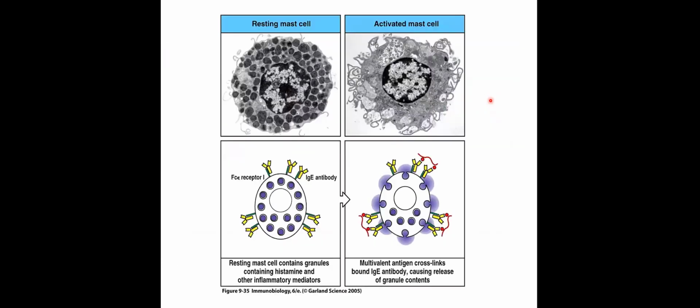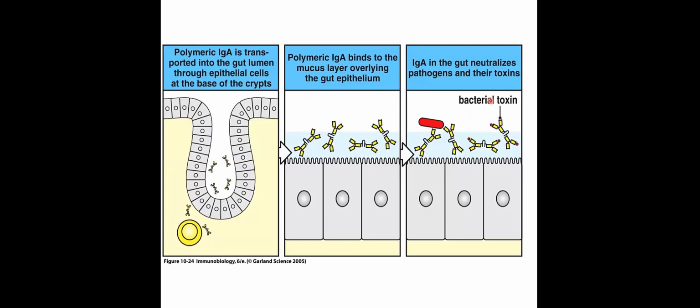I'm going to skip over this. I mentioned earlier that there's specific types of antibodies that do better in certain parts of your body. So IgA is an antibody that is designed or has evolved to specifically be secreted into mucosal surfaces.